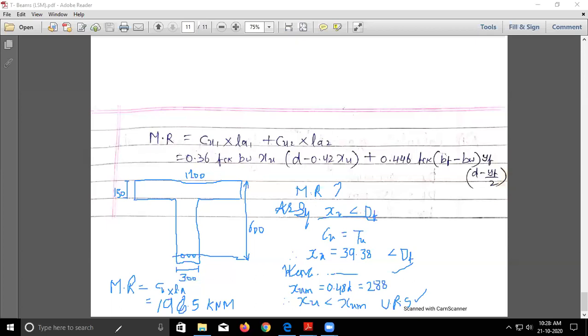So understood how to proceed in case of T beams. Whenever it is asked to find out the MR, first you have to assume any case, and then once the assumption is satisfied and it is an under-reinforced section, then you can proceed to find out the moment of resistance. Yes, I hope everyone got the answer of this.